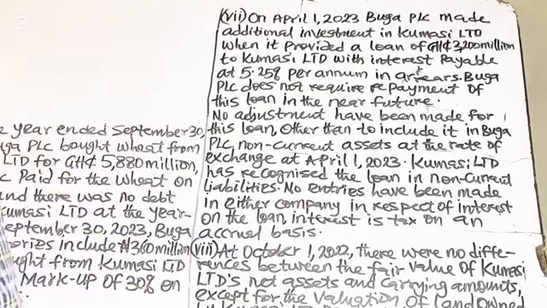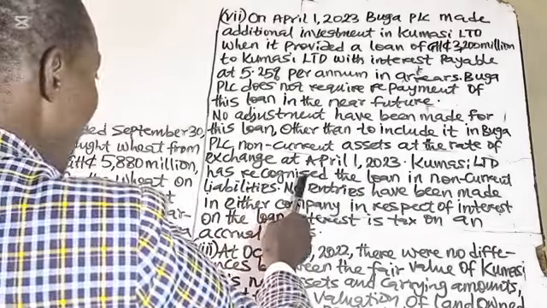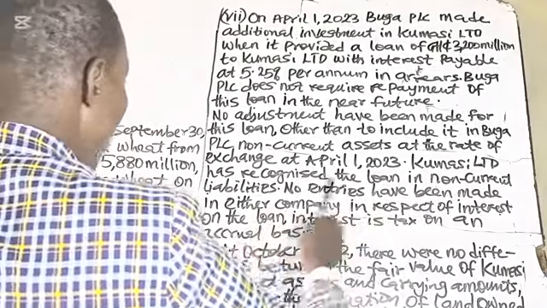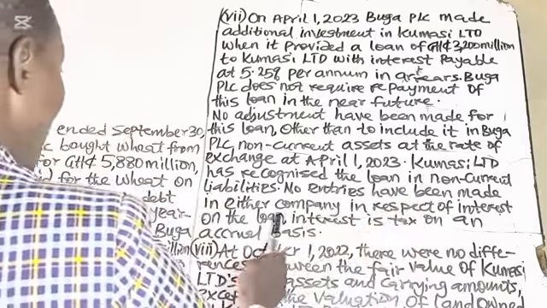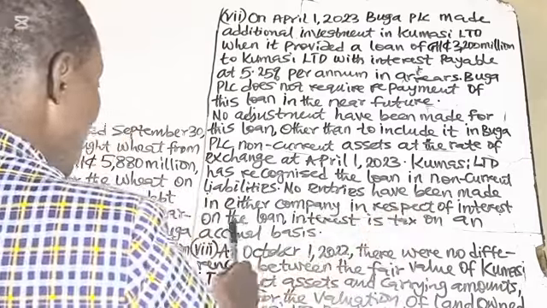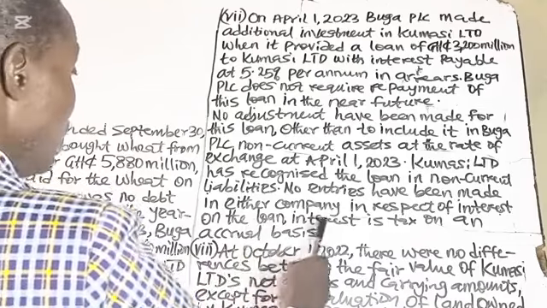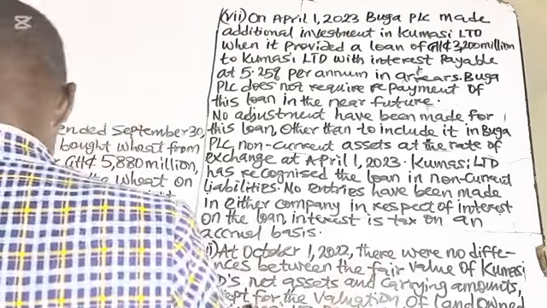Kumasi Limited has recognized the loan in non-current liabilities. No entries have been made in either company in respect of interest on the loan. Interest is taxed on an accrual basis.